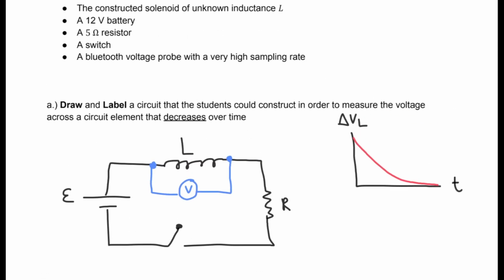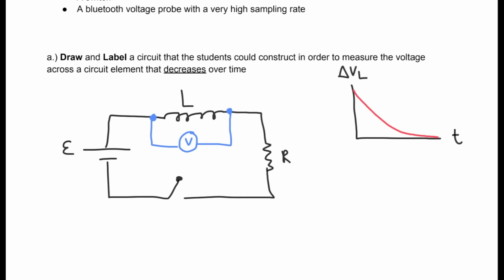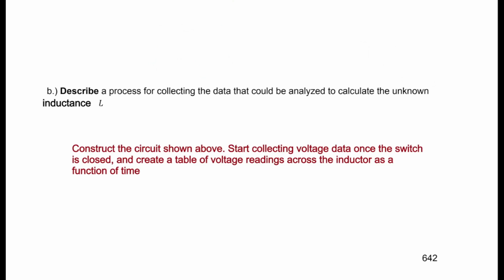So now we can describe how to actually collect the data to calculate the unknown inductance L. So again, you're going to use this sort of voltage probe. You're going to start timing when the switch is closed and figure out when this decay starts. And as soon as the decay starts, that's sort of your beginning of the data. And then as soon as it's sufficiently close to 0 at some set time, you could stop the data, and then you have a list. So you're just trying to generate this graph up here. So start collecting voltage data once the switch is closed, create a voltage versus time data table.